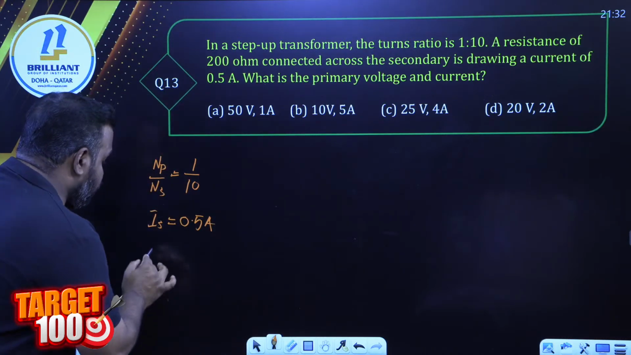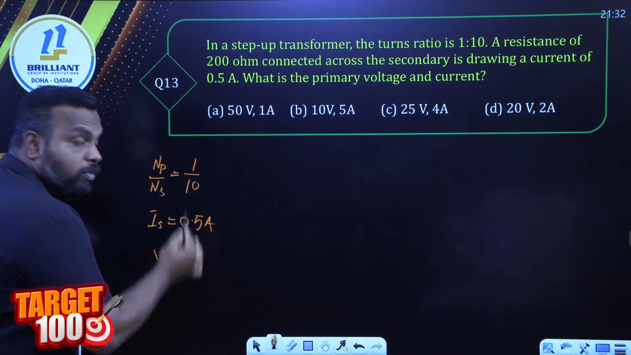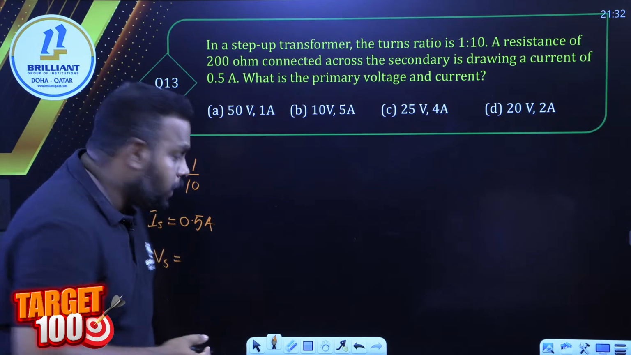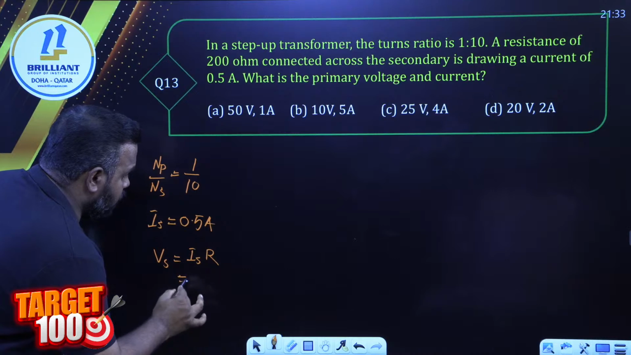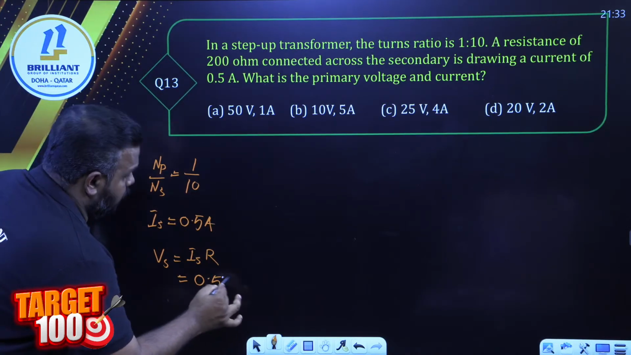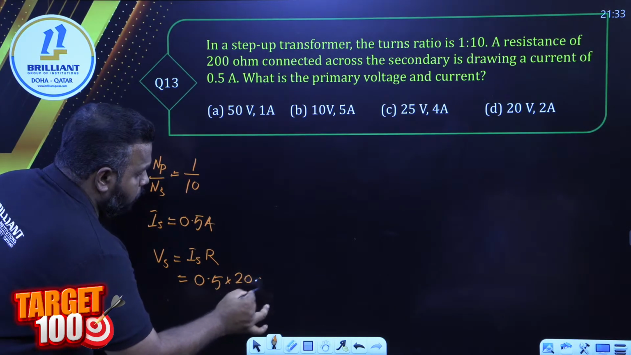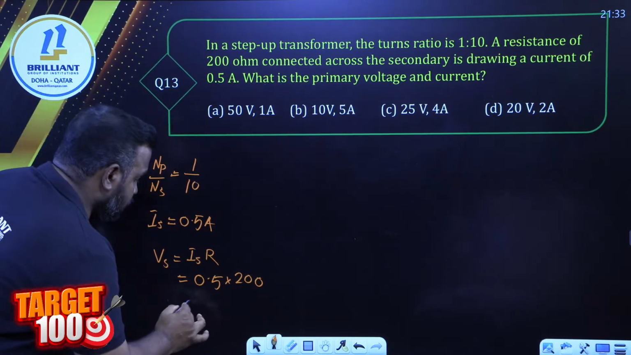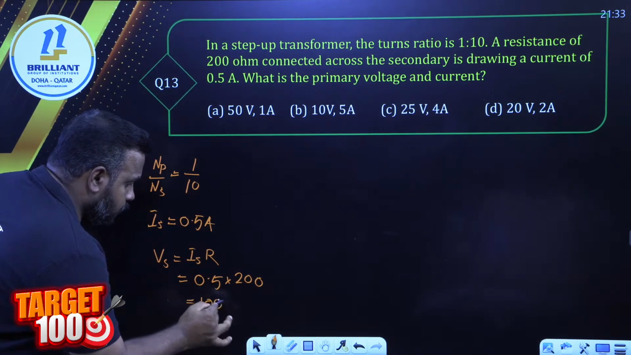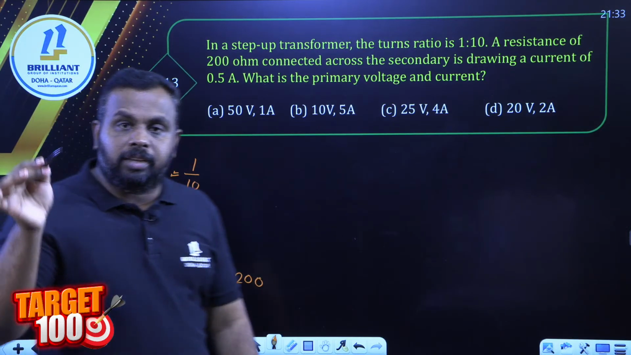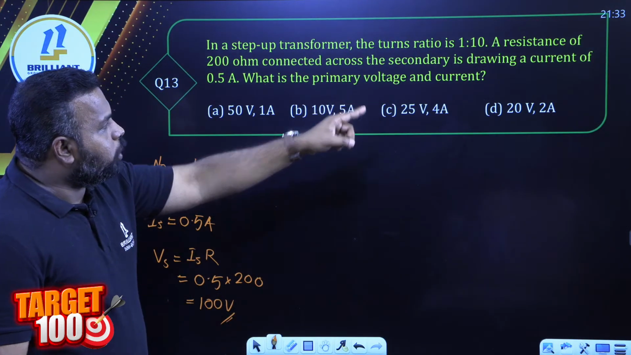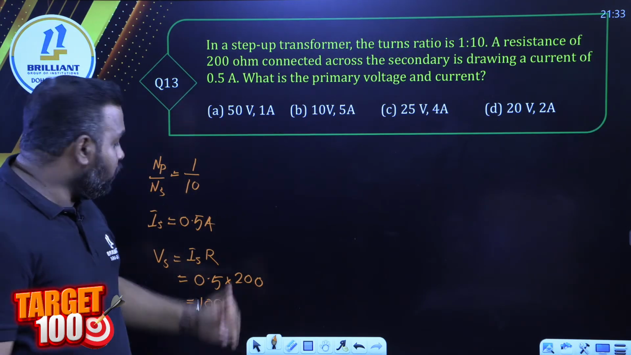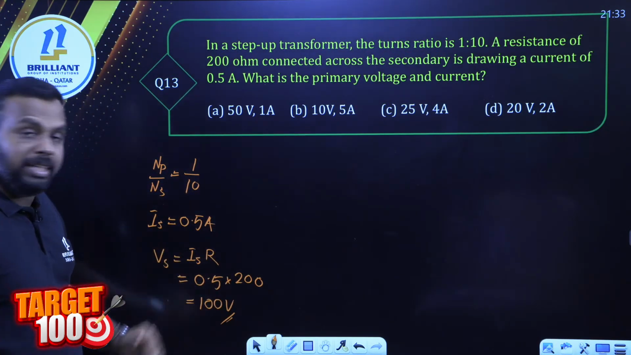So we can easily find the voltage across the secondary because V is equal to I into R. So IS into R we can write. IS is 0.5 and resistance is 200 ohm. So we get 100 volt as Vs. Secondary voltage is 100, but they are asking primary voltage and current.